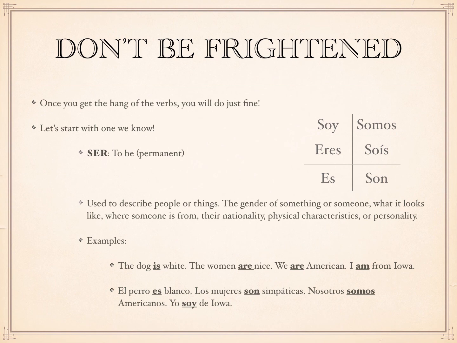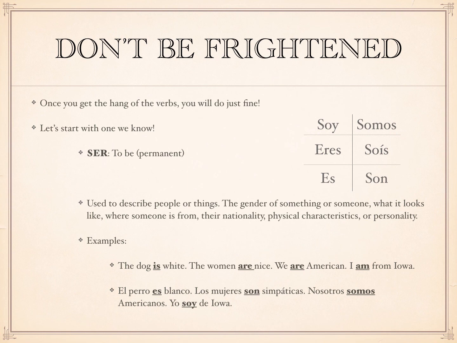So let's start with the irregular verb we know, ser. We used this a long time ago, at the beginning of the semester, or last semester, when we talked about the verb ser, to be, conjugating as soy, eres, es, somos, sois, and son. We use these to describe people or things. For example, gender of something or someone, what it looks like, where someone is from, their nationality, their physical characteristics, or personality.